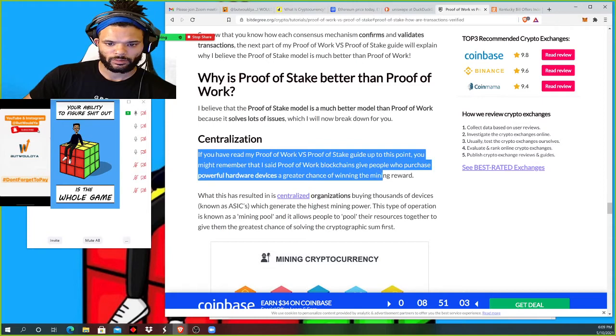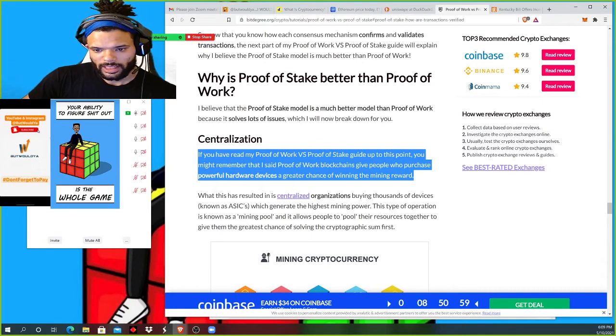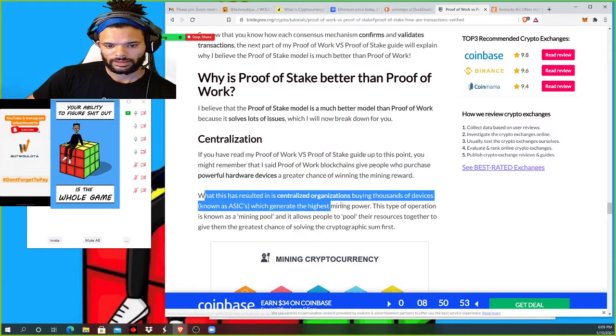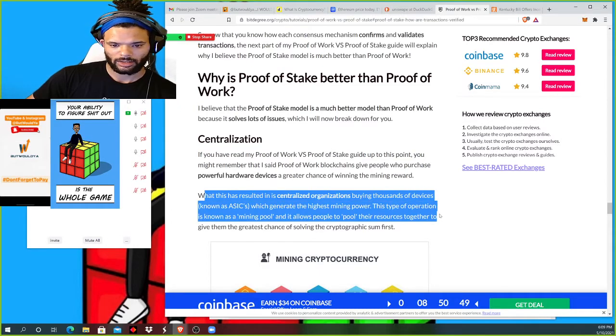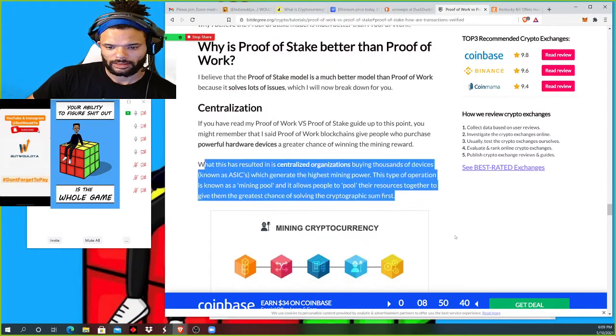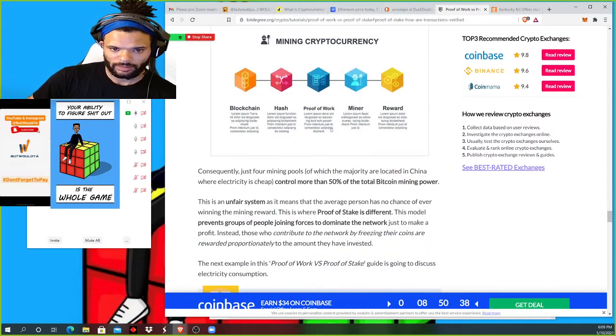If you've read my proof of work versus proof of stake guide up to this point, you might remember that I said proof of work blockchains give people who purchase powerful hardware devices a greater chance of winning the mining reward. What this has resulted in is centralized organizations buying thousands of devices, like I just said, which generate the highest mining power. This type of operation is known as a mining pool, and it allows people to pool their resources together to give them the greatest chance of solving the math problem and getting paid.